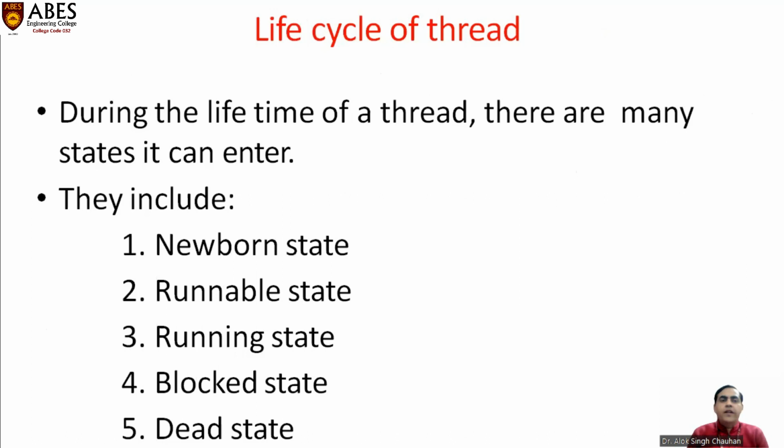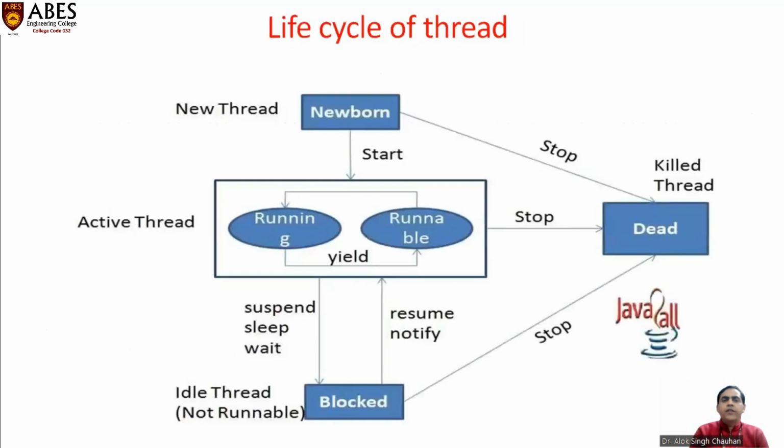Now, life cycle of thread. As we know, every process has a life cycle. Similarly, a thread also has a life cycle, and a thread can remain in any state. There are 5 states: newborn, runnable, running, blocked, and dead. We can understand this very well with the following diagram. Generally, when we create the thread class and object, it is in the newborn state. That means we have created the class, but it is not running, that is, the program has not started. So this is only the newborn state.